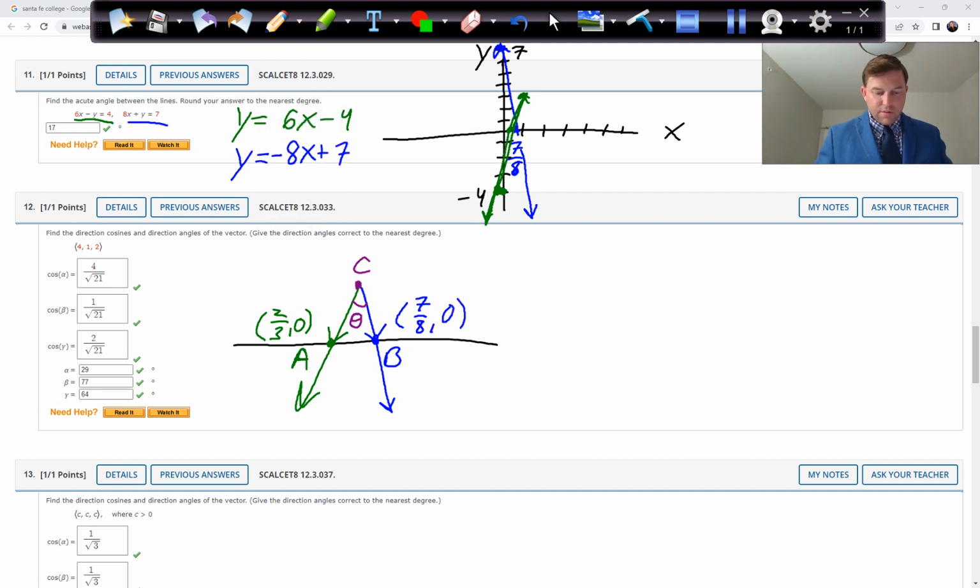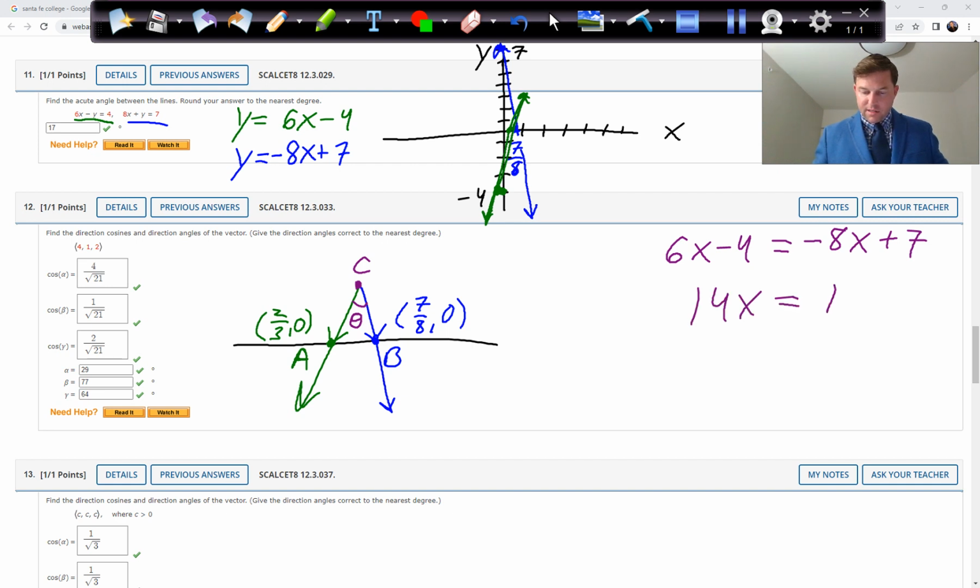C, this is the tricky one. C occurs where those two are equal. So we're going to set 6x minus 4 equal to minus 8x plus 7. And we're going to add 8x to both sides, and we're going to add 4 to both sides, and get the x value for that point is 11/14.